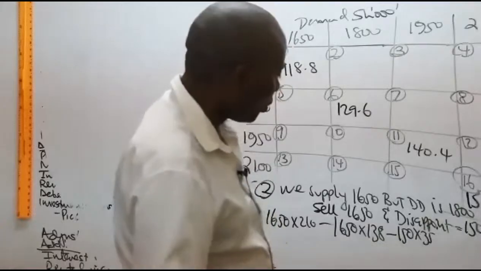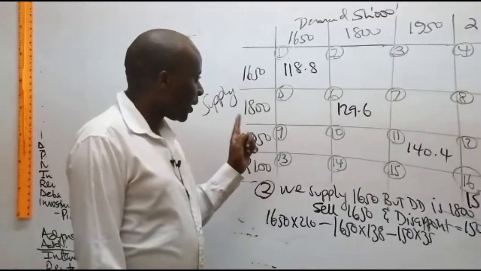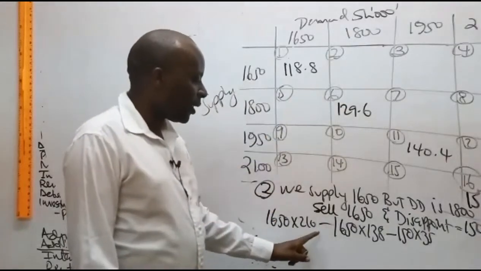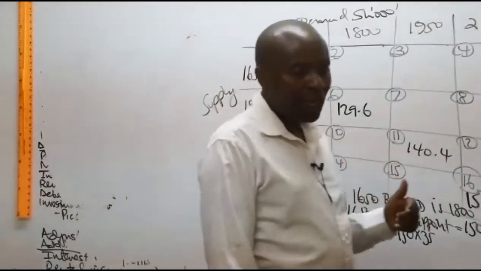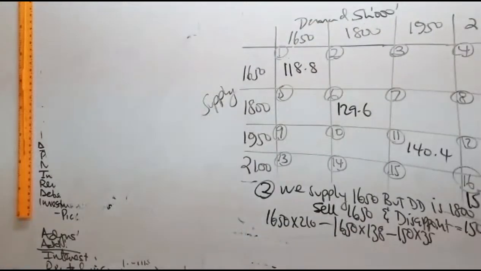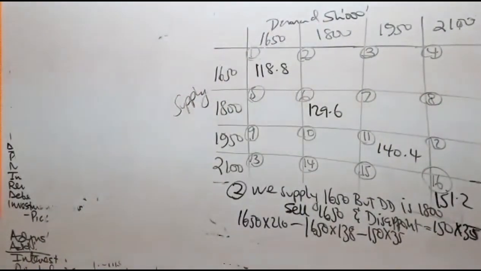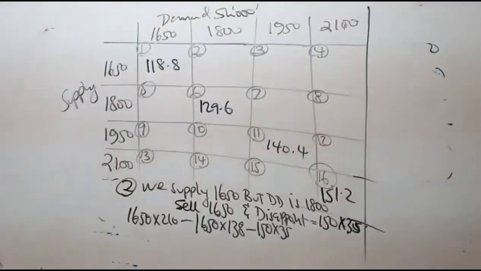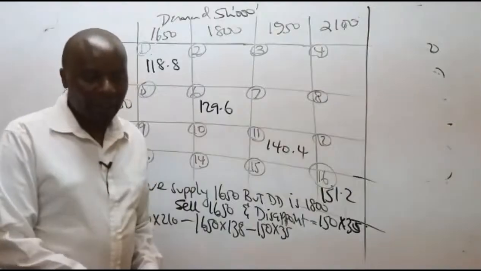Okay, so we continue. Look at this, ladies and gentlemen. What have we said here? That we are going to sell 1650 at 210 minus 1650 times 138, but don't forget to deduct the opportunity cost of the customers who will run away without our stuff. Don't forget. So somebody is giving me a figure here, a figure of how much? 113.55.